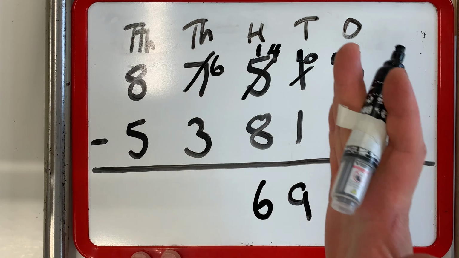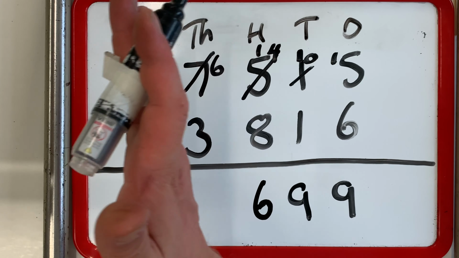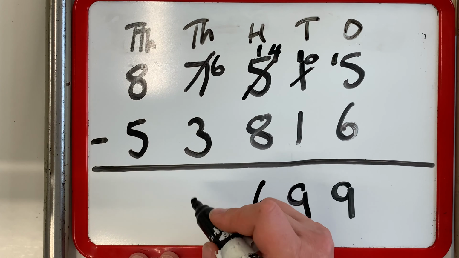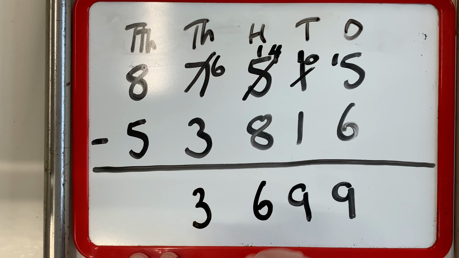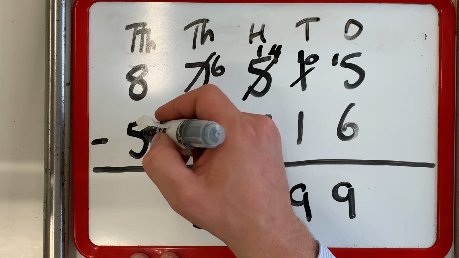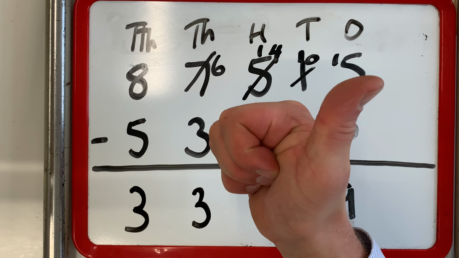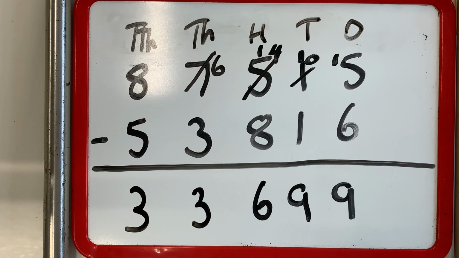You'll notice how I'm really being strict on my column discipline, which is really important for this. 6 take away 3 and 8 take away 5. And our answer for that one is 33,699. Go and give it a go yourselves.